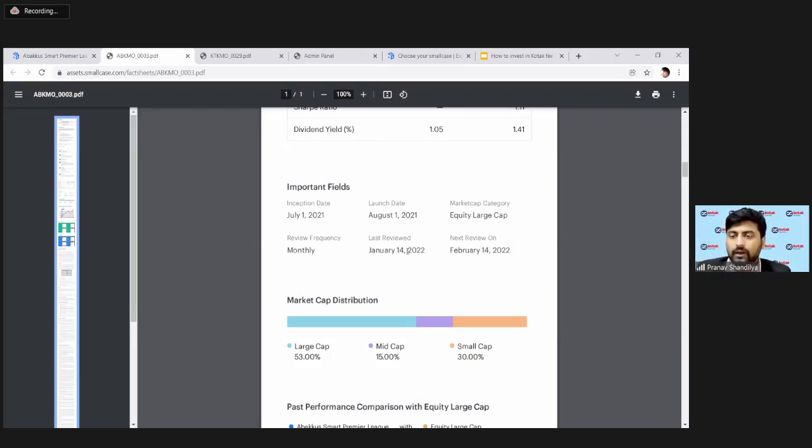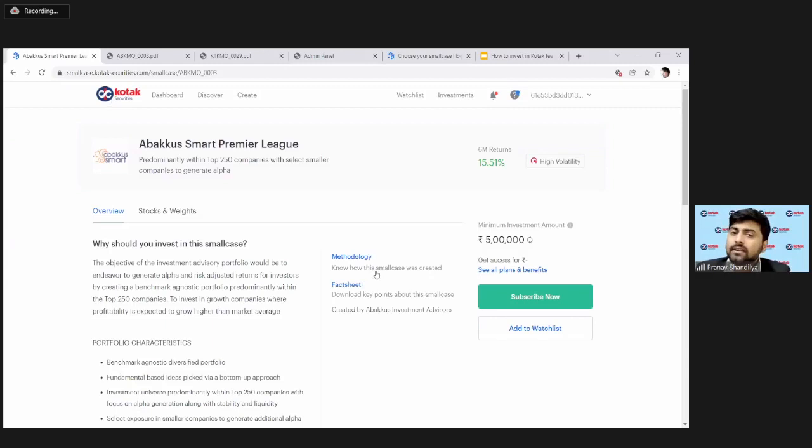But on the review date, if they wish to make changes, they can make changes. Apart from the review date, changes will generally not be made to any particular basket. So that is the concept of rebalancing. And every smallcase or every Kotak basket listed on the Kotak Securities platform undergoes a rebalancing.